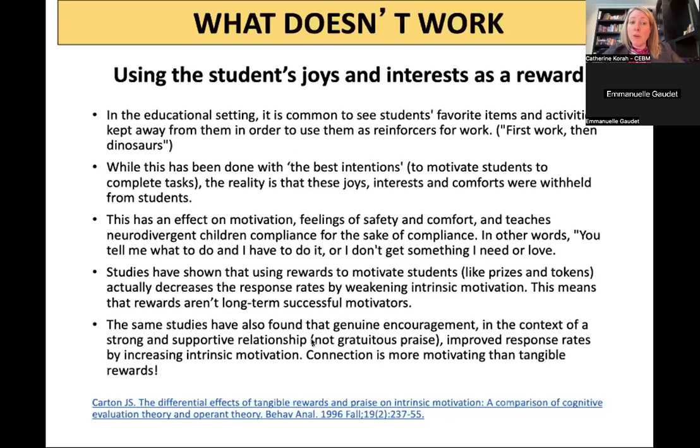And the same studies have also found that genuine encouragement in the context of a strong and supportive relationship, not just praise for the sake of praise, but doing it in a very genuine way, will improve response rates, increase intrinsic motivation, and will help the child to make a connection to what is more tangible in terms of motivation. And so there's a link here to those studies for those who want to read more about that.